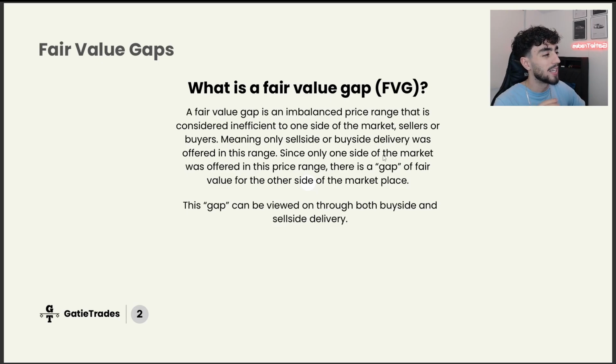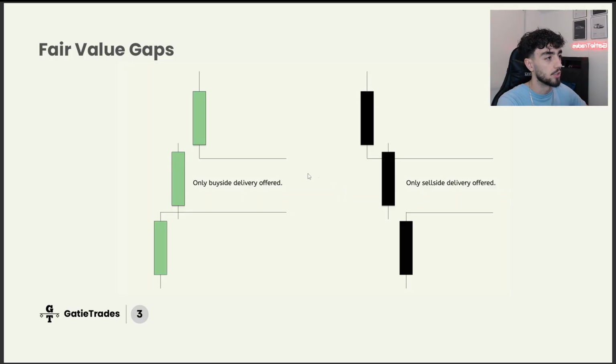Since only one side of the market was offered in this price range, there is a gap of fair value for the other side of the marketplace. This gap can be viewed through both buy side and sell side delivery. So I will demonstrate this.